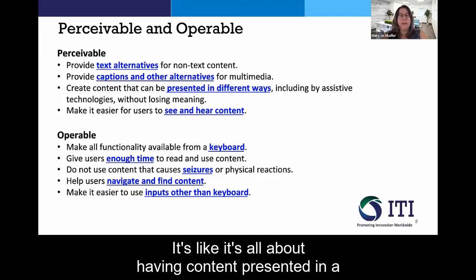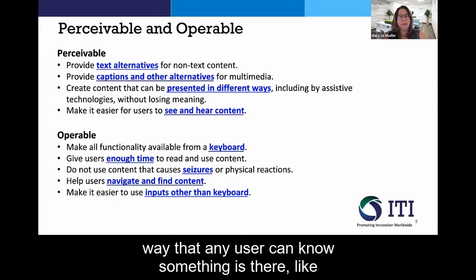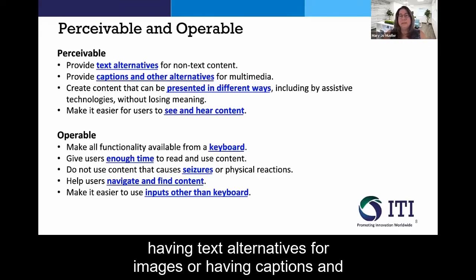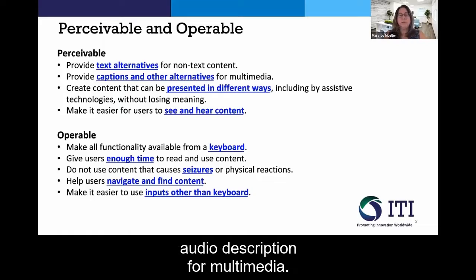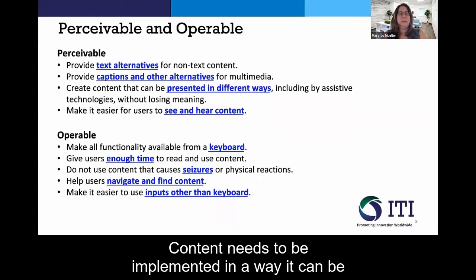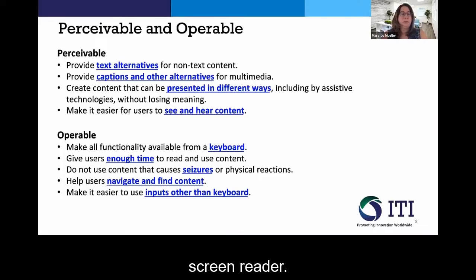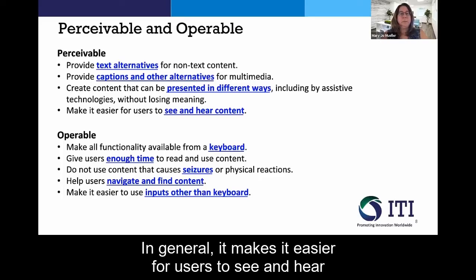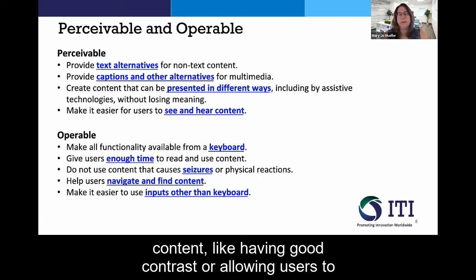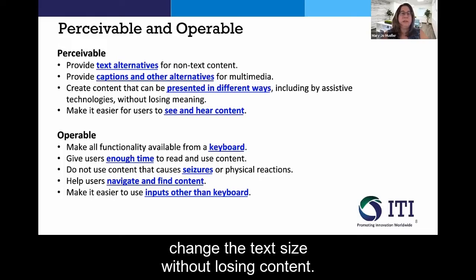It's all about having content presented in a way that any user can know something's there, like having text alternatives for images or having captions and audio description for multimedia. Content needs to be implemented in a way it can be adapted or interpreted by assistive technology, like a screen reader. In general, it makes it easier for users to see and hear content, like having good contrast or allowing users to change the text size without losing content.